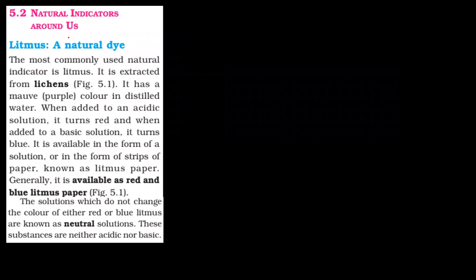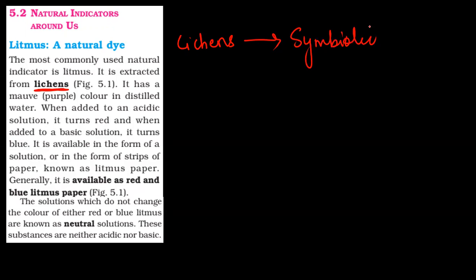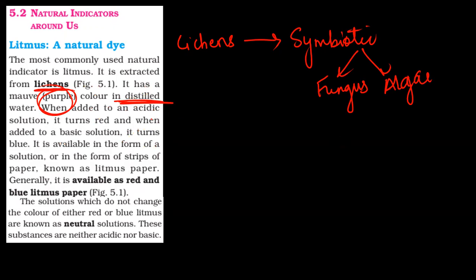Now, litmus. This is one of the natural indicators and it is extracted from lichens. Lichens, as we know, is a symbiotic relation between fungus and algae, as we had seen in chapter 1, nutrition in plants. So this is actually our source of lichen, or first natural indicator. And in distilled water, it is purple in color. And when added to acidic solution and basic solution, it changes color.